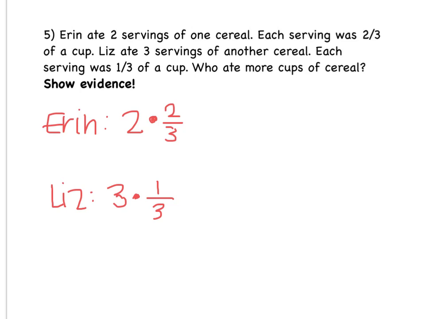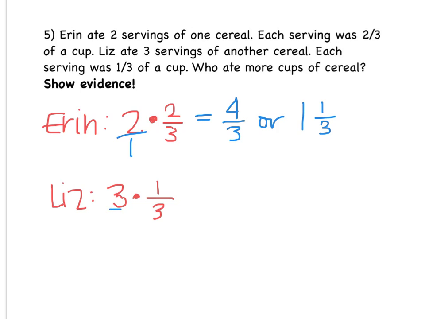Now, I can write 2/1, and then I can multiply straight across. So I have 2 times 2 is 4. 1 times 3 is 3, so I have 4/3, or 1 and 1/3.